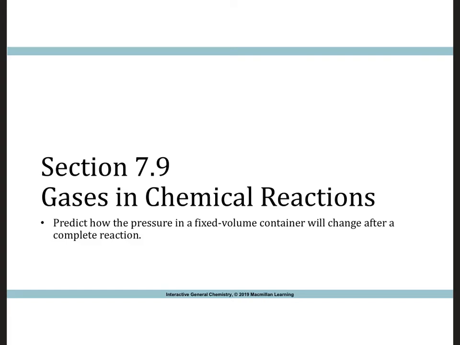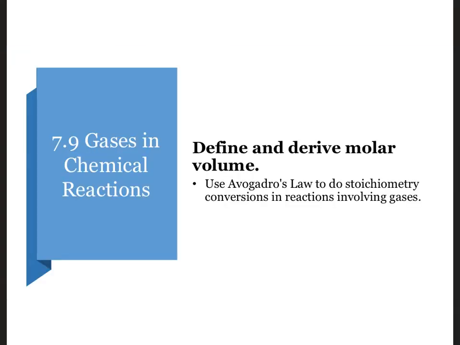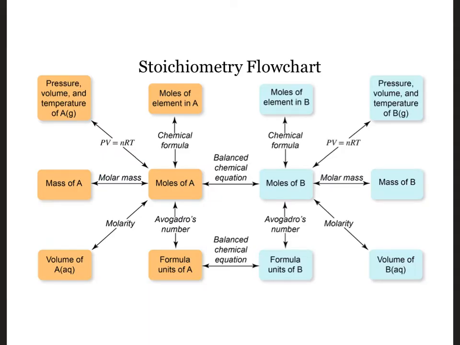In section 7.9, we'll predict pressure changes over the course of a reaction in fixed volume containers. Specifically, we'll use Avogadro's law and the ideal gas law to accomplish this task. Let's begin. This is a summary of the stoichiometric operations you're likely to encounter.